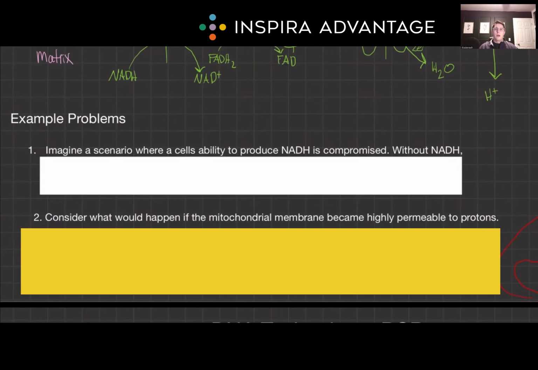Now let's do a quick practice question. Imagine a scenario where the cell's ability to produce NADH is compromised. How would this affect ATP production? Take a moment to think about this.